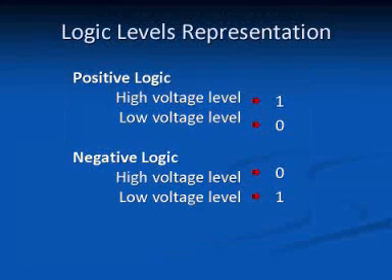Now, the logic levels representation of high and low voltage levels in any logic circuit is of two types. 1. Positive logic. If high voltage level is represented by 1 and low voltage level is represented by 0, then the logic system is said to be based on positive logic. 2. Negative logic. If high voltage is represented by 0 and low voltage level is represented by 1, then the logic system is said to be based on negative logic.